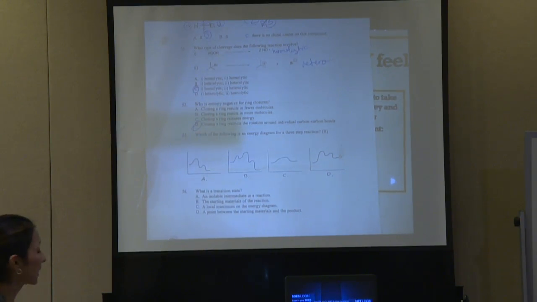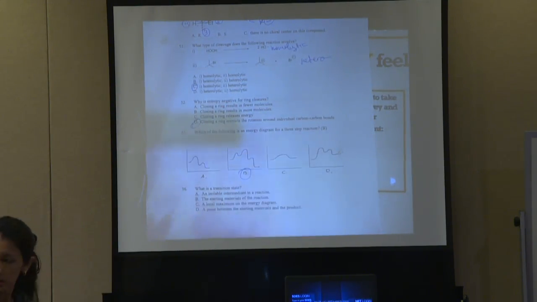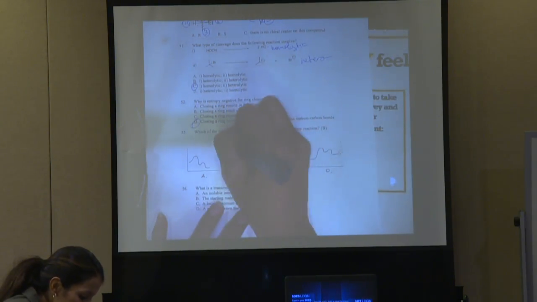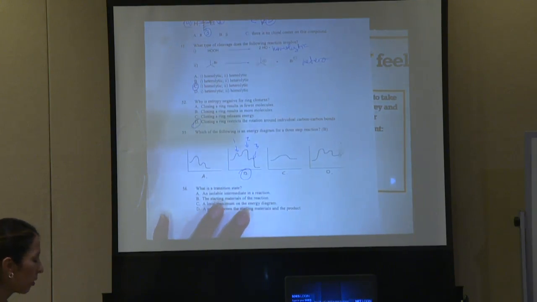Cool. Can everybody see the screen? Okay, perfect. So which of the following is an energy diagram for a three-step reaction? B? Okay, why? It has 3 transition steps. What are the transition steps? The minimums? You sure? Maximums? Yeah. Okay, so which one is it, guys? All right. So that's 1 step, 2 steps, 3 steps. Cool?